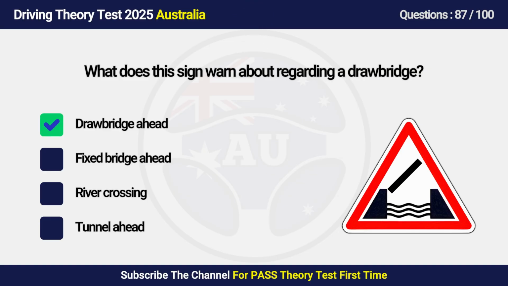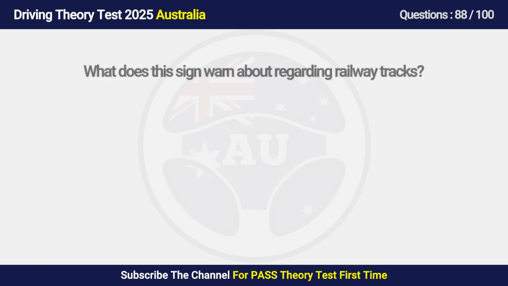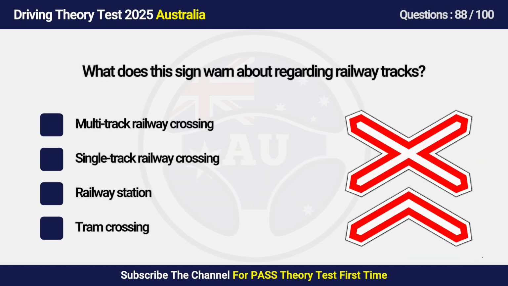Answers is A. Drawbridge ahead. This warning sign indicates a drawbridge ahead, which can open to allow boats to pass. Drivers should be prepared to stop and wait if the bridge is opening or closing. Question 88. What does this sign warn about regarding railway tracks?